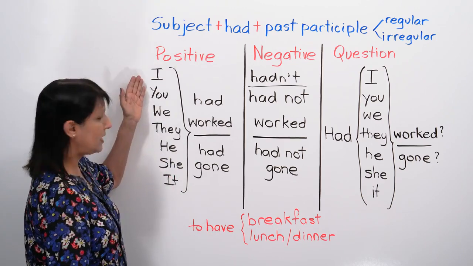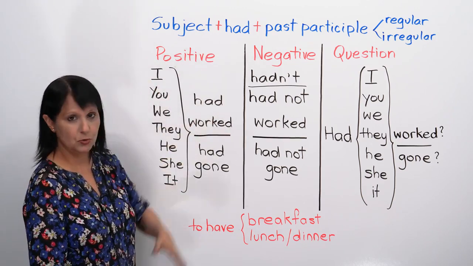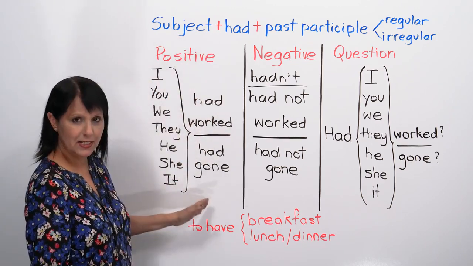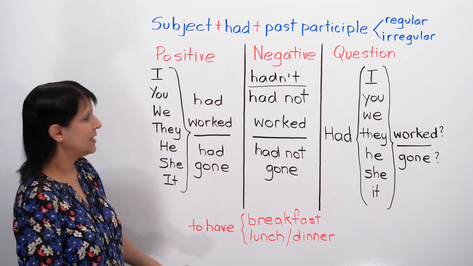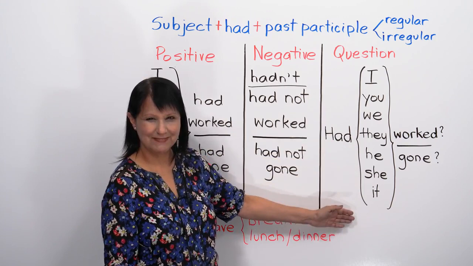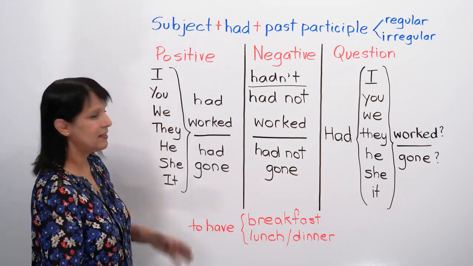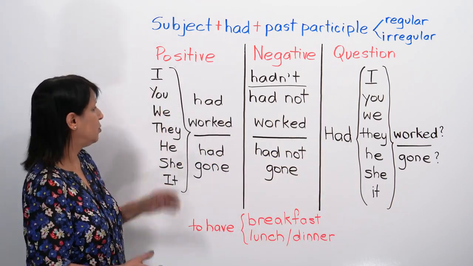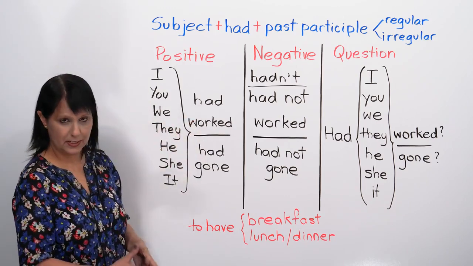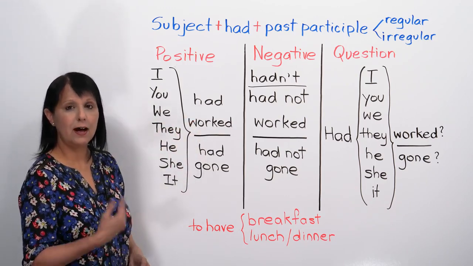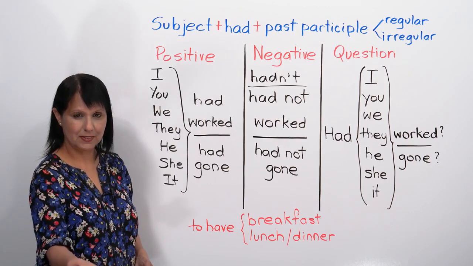All right. So let's look now at 3 situations. In the positive sentence, a negative sentence, and a question. Okay? So in the positive sentence, you would just use the subject and say had worked. For example, I had worked. Say it after me.